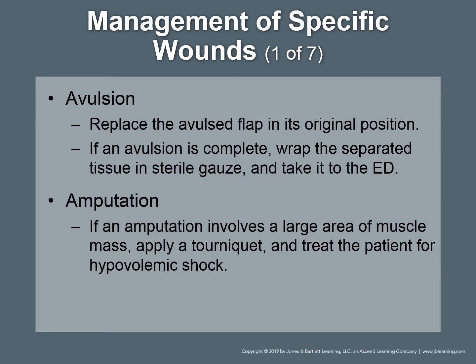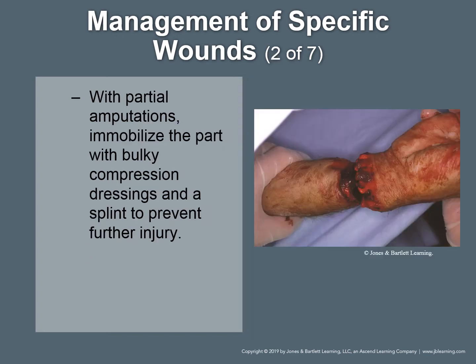Amputation. If an amputation involves a large area of muscle mass, apply a tourniquet because they're going to bleed, and treat the patient for hypovolemic shock. You want to take that amputated part, wrap it in dry sterile dressing, put it in a plastic bag, and keep that bad boy on ice.